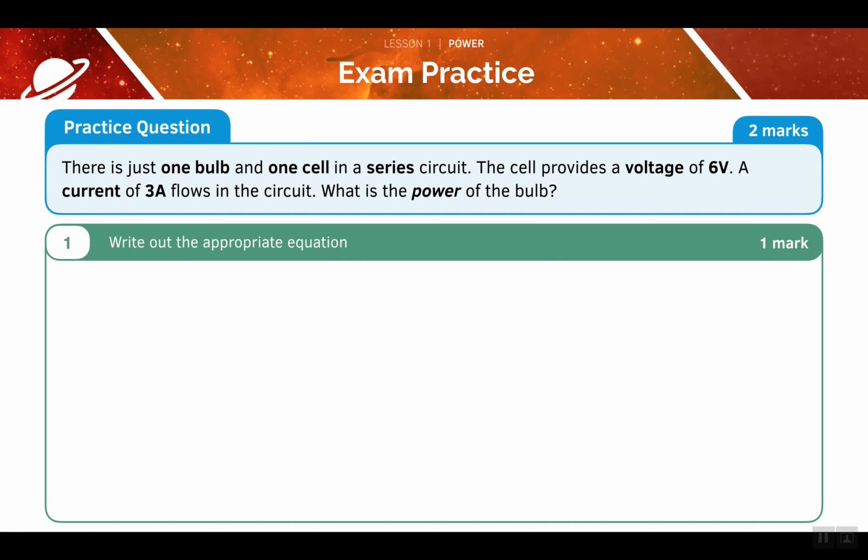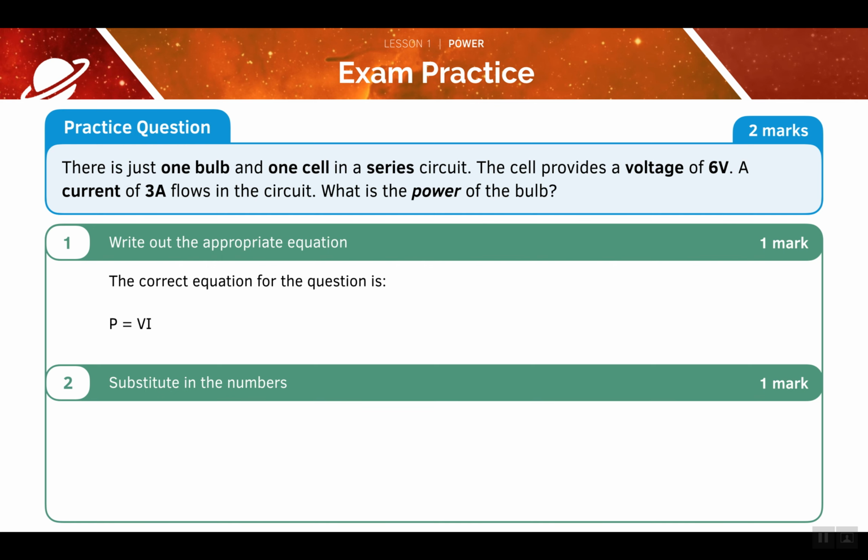As always, we need to write out the appropriate equation. Again, it is P is equal to VI. Now we can put in our numbers. So here we would put in 6 volts times 3 amps. This leaves us with an answer of 18 watts.